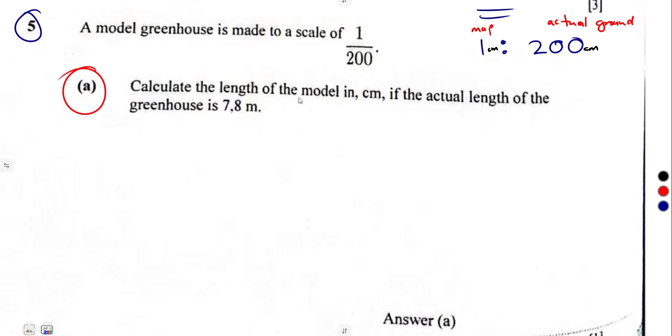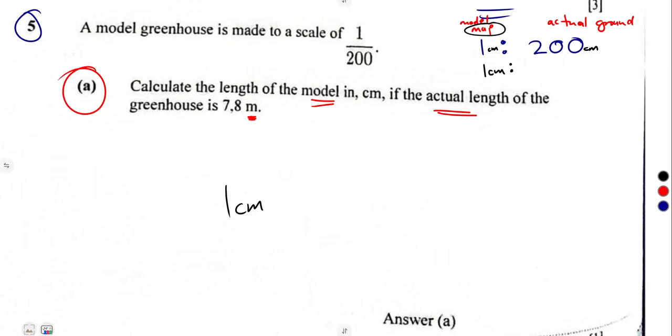So A, calculate the length of the model in centimeters. The model is the one that you have on the map. If the actual length on the actual ground of the greenhouse is 7,8 meters, as we can see, this is in meters. So we can change our scale to meters as well if we want to write a centimeter on the model or on the map. 1 centimeter is going to represent how many meters from the 200 centimeters that you're given.